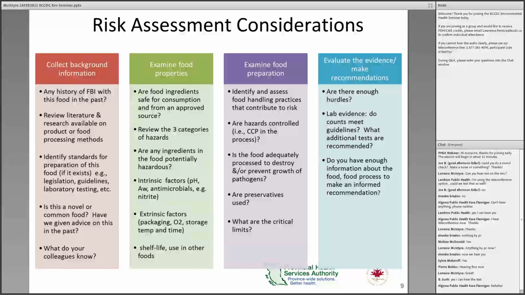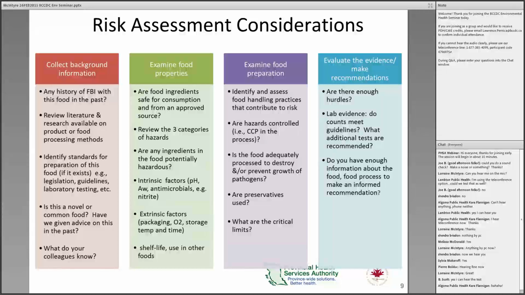So when we start collecting background information on the food question that we get presented to us, the first thing we consider is: is there any history of foodborne illness with this food in the past? And many times you'll already know. So if there's any product that contains eggs, the first thing you think about is Salmonella enteritidis.